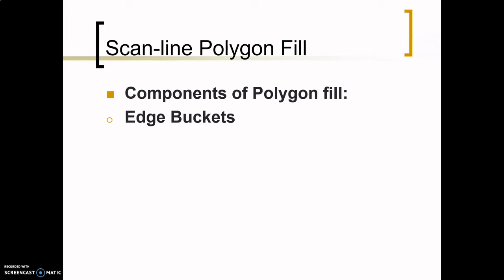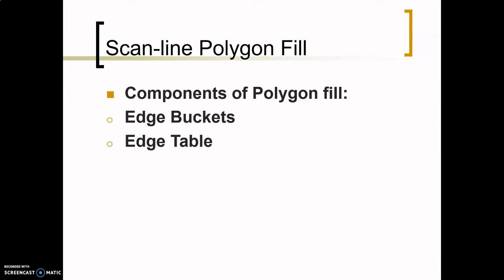Then we have the next component, that is the edge table. It consists of several edge lists, that hold all the edges that compose the figure. When creating edges, the vertices of the edge need to be ordered from left to right, and these edges are maintained in increasing y min order. Filling is complete when all the edges are removed from the edge table.